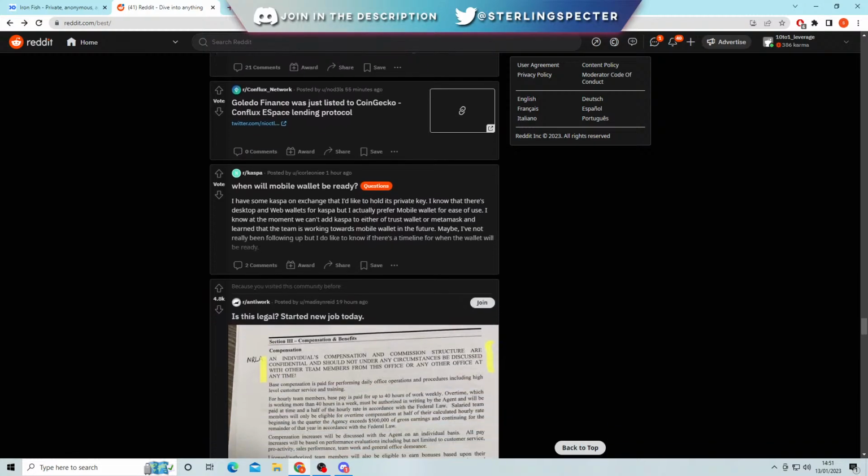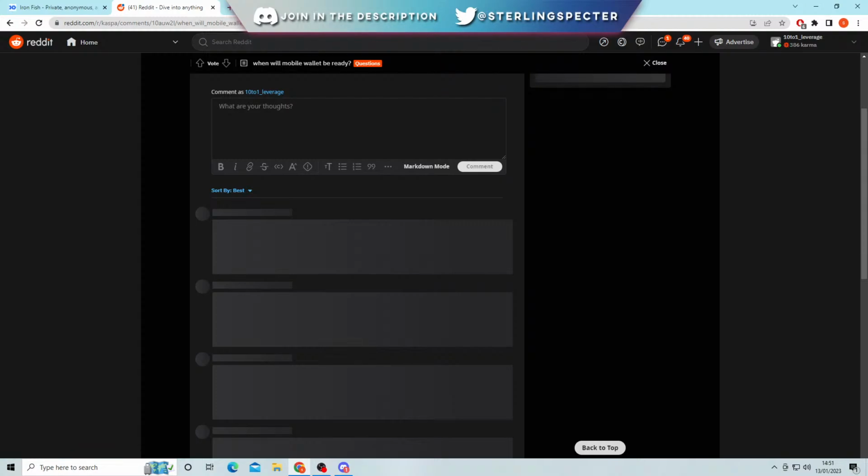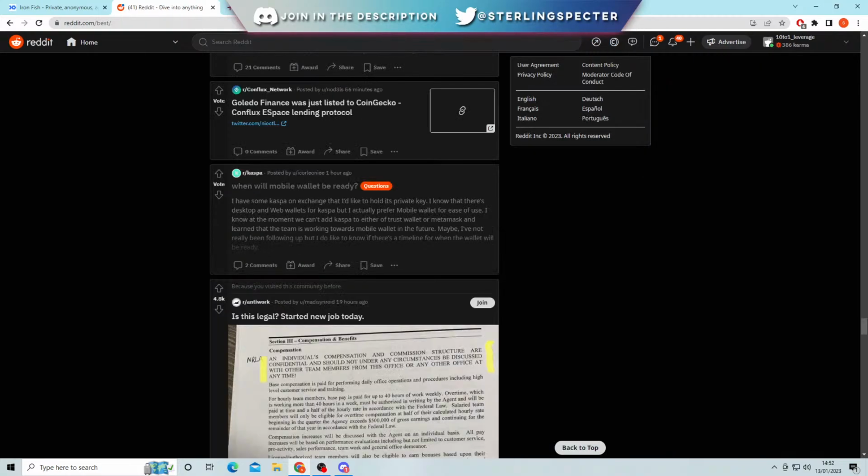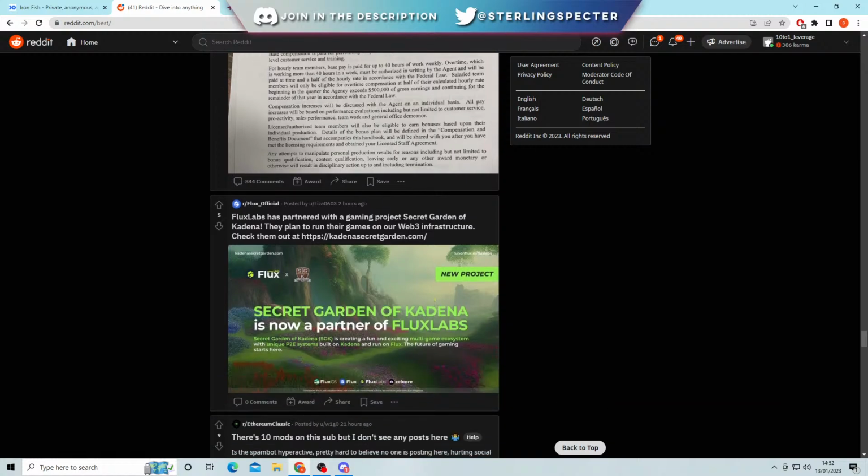Anything else? When will the mobile wallet be ready? I have some Casper on the exchange. I'd like to hold its private keys. That's a good question. When is the mobile wallet coming through? Real answer, when it's ready. What's the progress and when's it expected to be ready? I think they actually just did the funding for the Ledger integration for Casper Coin, which is great.